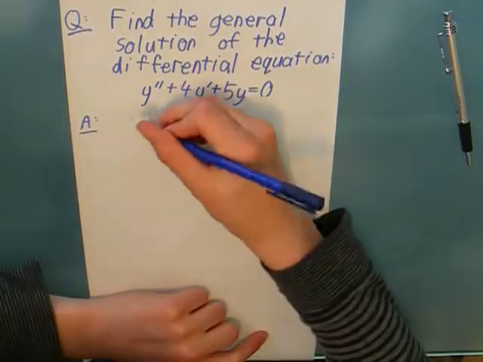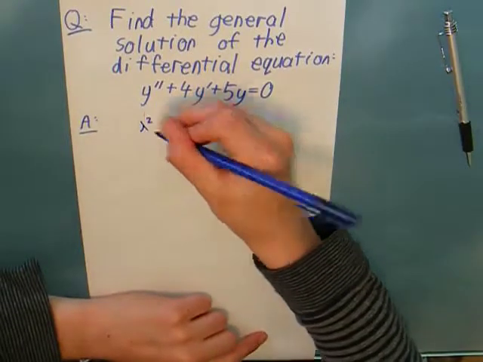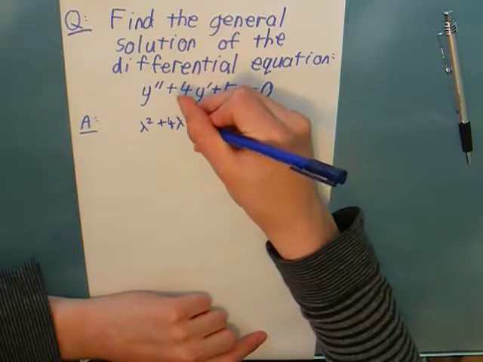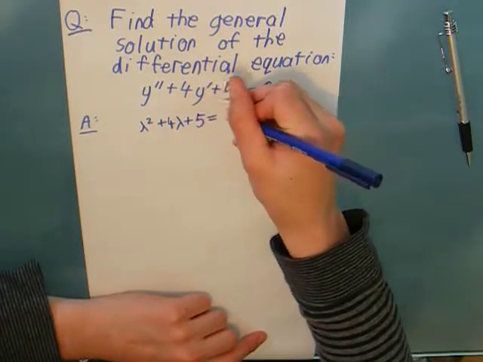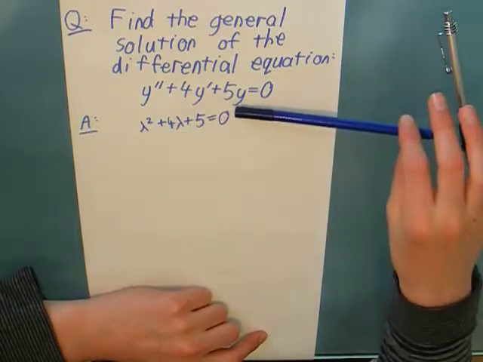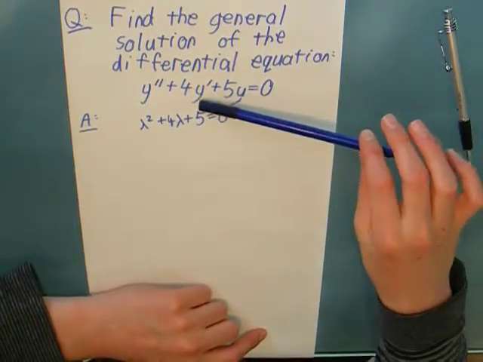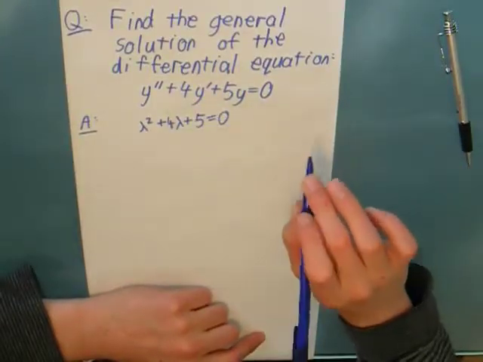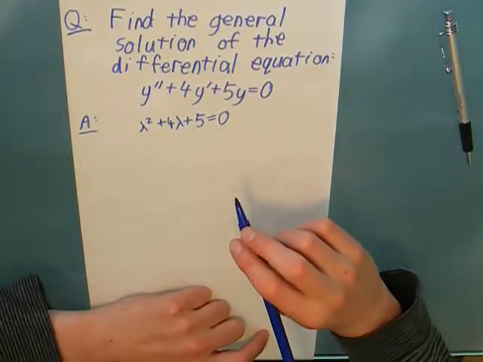This term is going to be just lambda squared. I'm just going to read it off because I assume you know this now. 4 lambda plus 5 equals 0. Now one thing you may notice is that this does not factorise. Or at the very least it doesn't factorise. Well, yeah, it doesn't factorise. So I'm going to use the quadratic formula here.